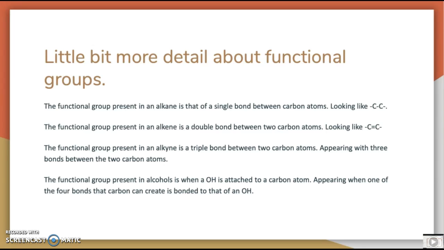A little bit more detail about functional groups. The functional group present in an alkane is that of a single bond between 2 carbons. The functional group present in an alkene is a double bond between 2 carbon atoms. The functional group present in alkyne is a triple bond between 2 carbons, and the functional group present in alcohols is when a hydroxide is attached to a carbon atom.